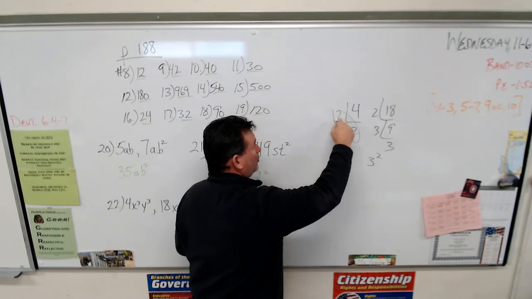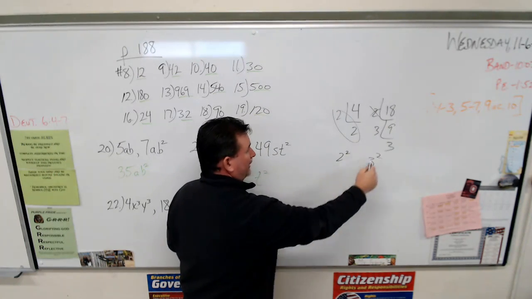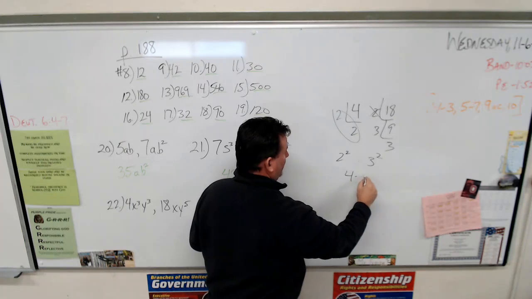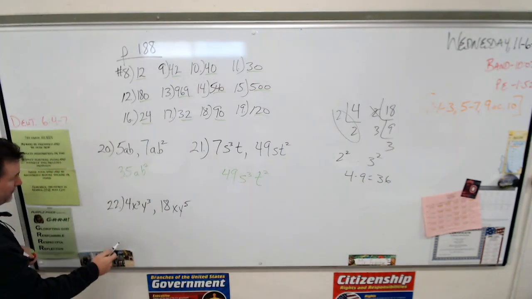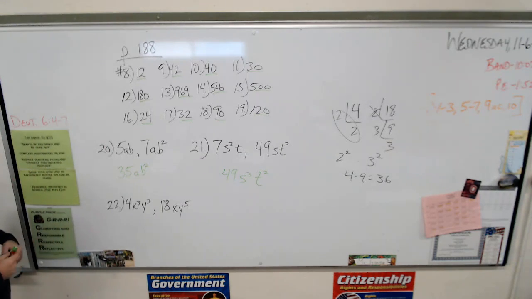Over here it's 2 squared. It's only 2 over there. It's 3 squared. What's 4 times 9? That's how we arrived at 36 being the least common multiple of 4 and 18.